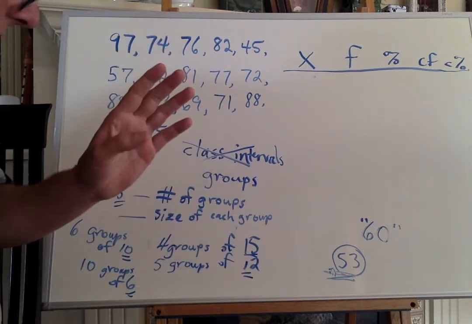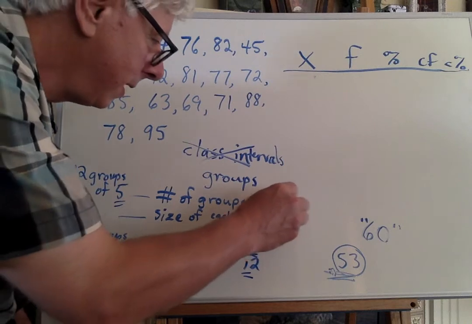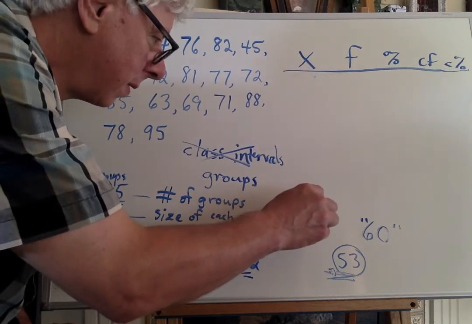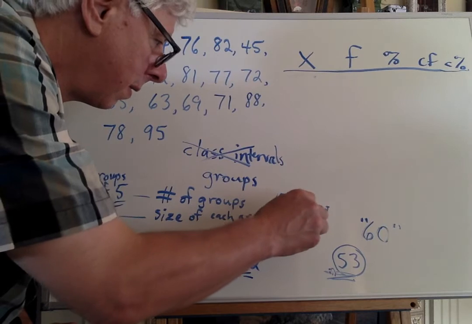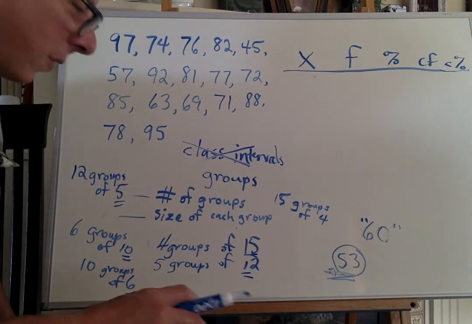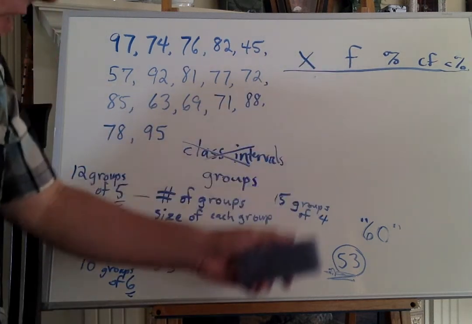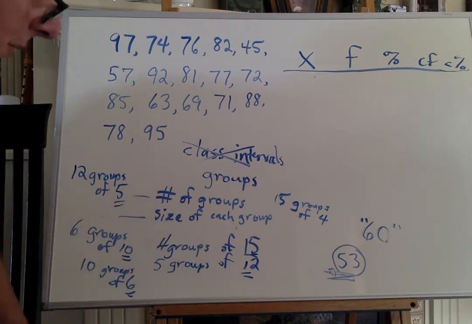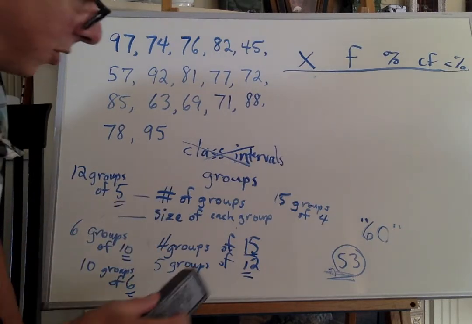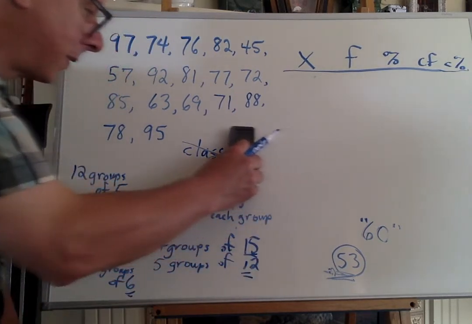So those are out. Well, let's look at this too. I could have 15 groups of 4. Is 4 a nice number? Not quite so sure. But boy, having 15 would allow me to really see what's going on. But I'm not sure that I like groups of 4. Let me get rid of this.